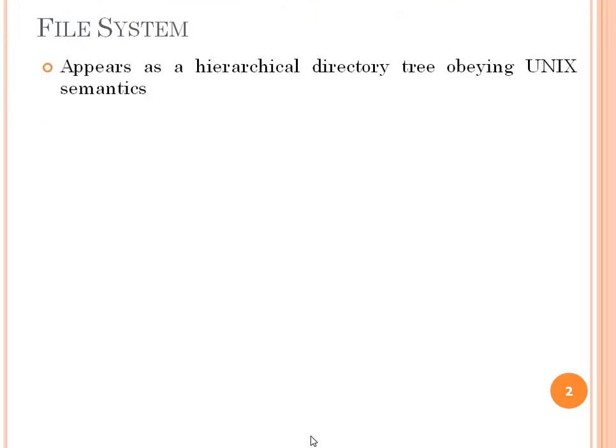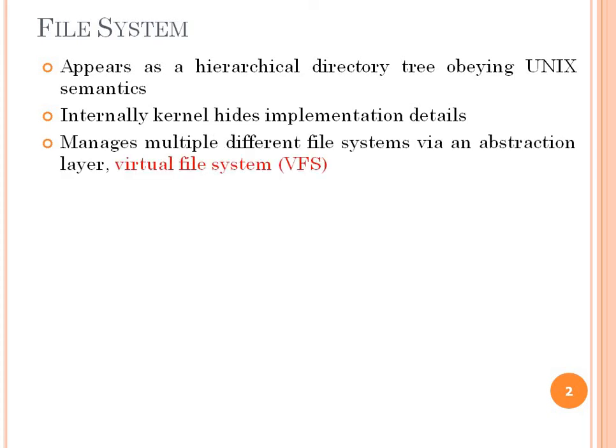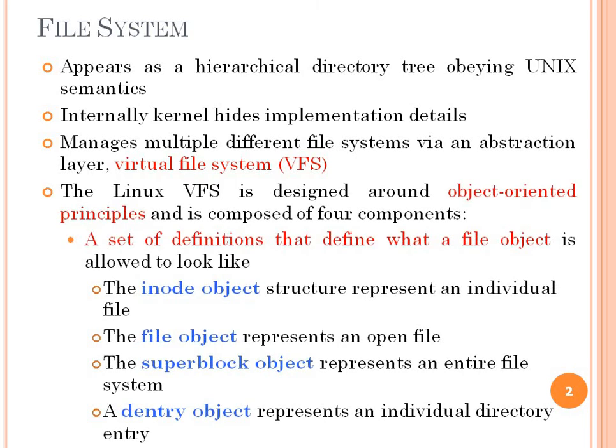As we know, the file system consists of various objects like files and directories. We have a similar hierarchical structure in the Linux file system, which is based on the Unix file system. The kernel implements it internally, hidden from the user. So there is a concept of virtual file system, where we have various layers of abstraction, and the object-oriented principles are followed in this hierarchical way of file system.